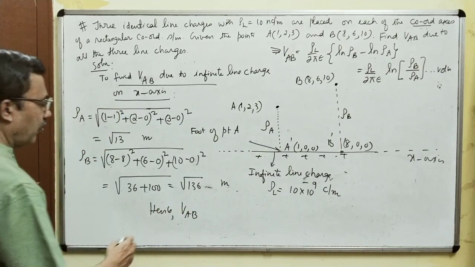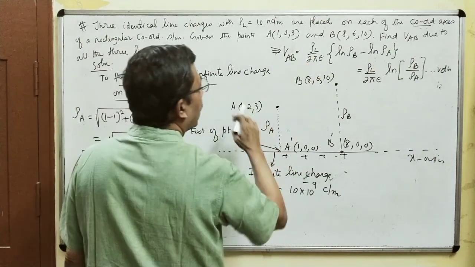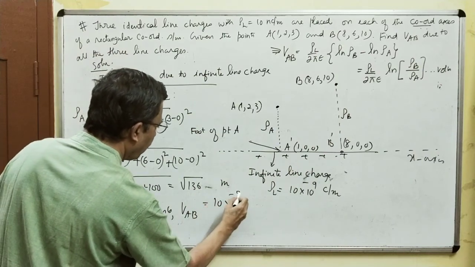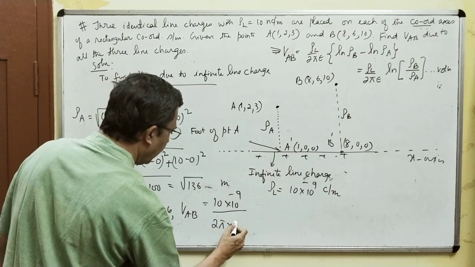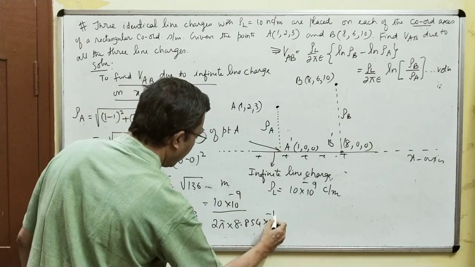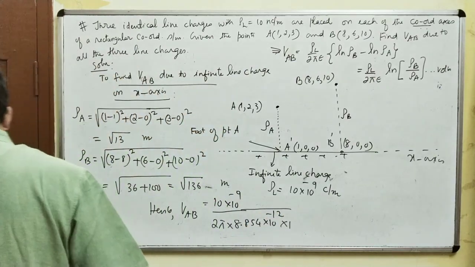Hence VAB is equal to VAB. Apply this formula. What is rho L? Rho L is 10 into 10 to the power minus 9 divided by 2 pi epsilon, where epsilon is epsilon naught into epsilon r. Epsilon naught is 8.54 into 10 to the power minus 12. Epsilon r is not given. Therefore, I take that value as 1.